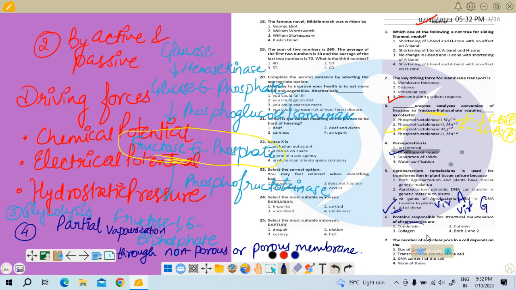So collagen, we have read it in a separate chapter, a complete chapter about collagen synthesis. Collagen is a protein made up of amino acids. It provides structural support. We haven't read it anywhere in chromosomes, right? So this makes it easy. So collagen is eliminated.